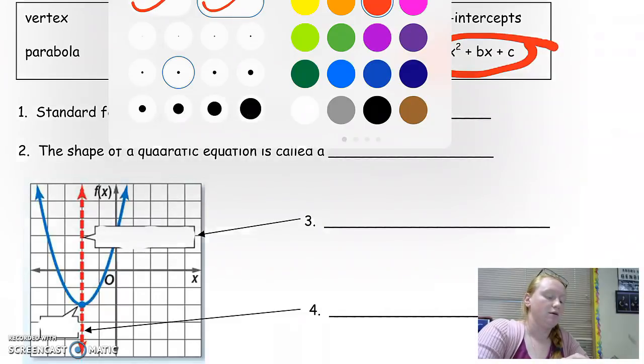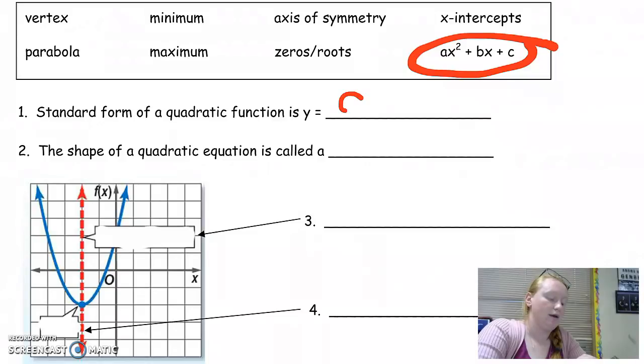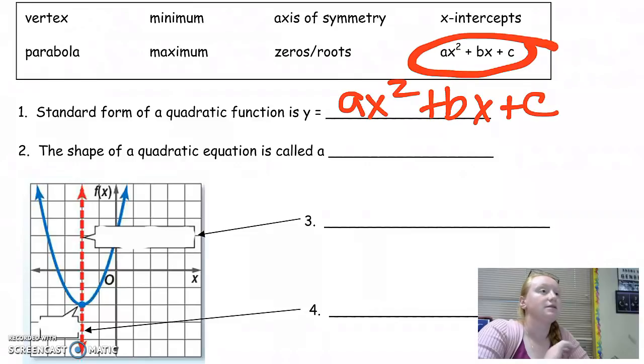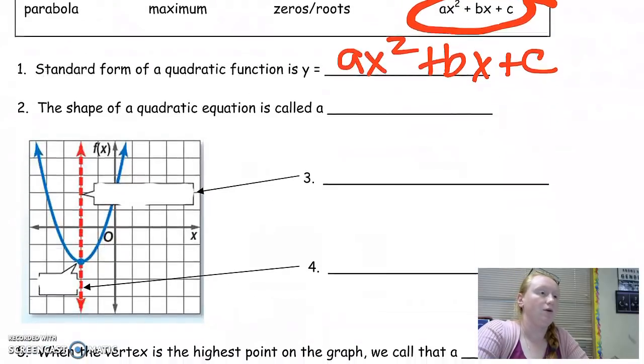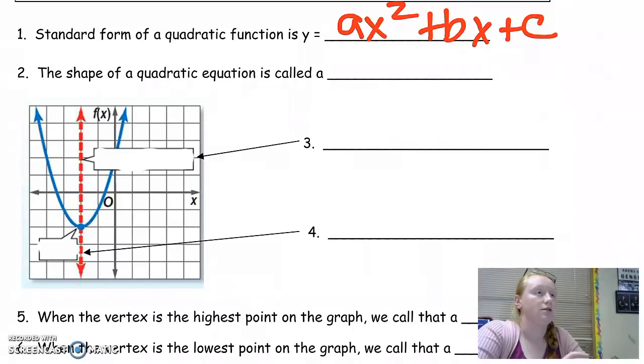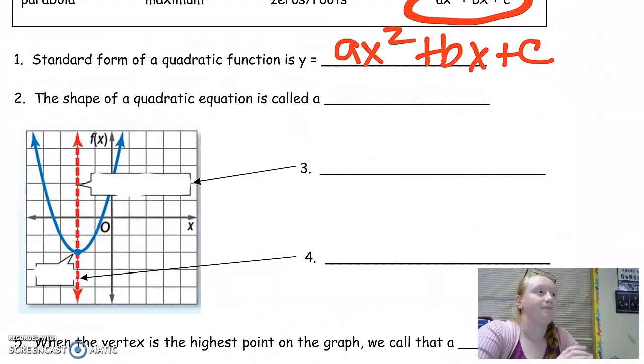Okay, so ax squared plus bx plus c. This is important because we use this later when we talk about the quadratic formula, when we talk about how c is our y-intercept, when we talk about how to take the axis of symmetry from an equation. So you do need to know how to do that. You need to know the formula.